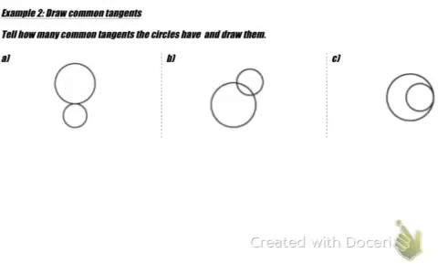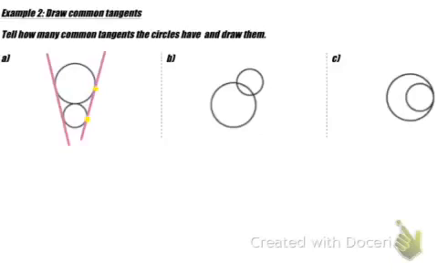So let's draw in some common tangents. Tell how many common tangents the circles have and draw them. So the first common tangent, remember, tangents are lines that intersect the circles at one point on the edge of the circle. So this is our first tangent. Now you can see that this tangent intersects both circles at only one point. So that makes this line a common tangent.